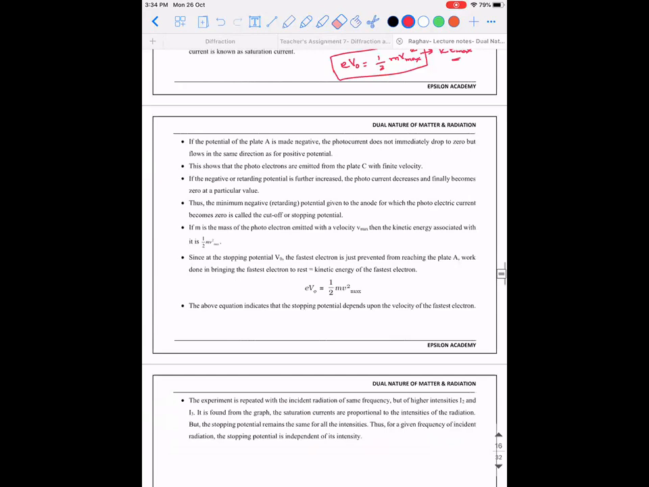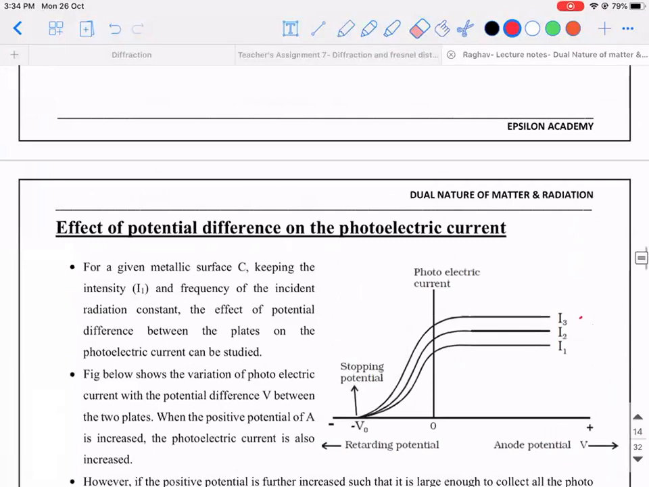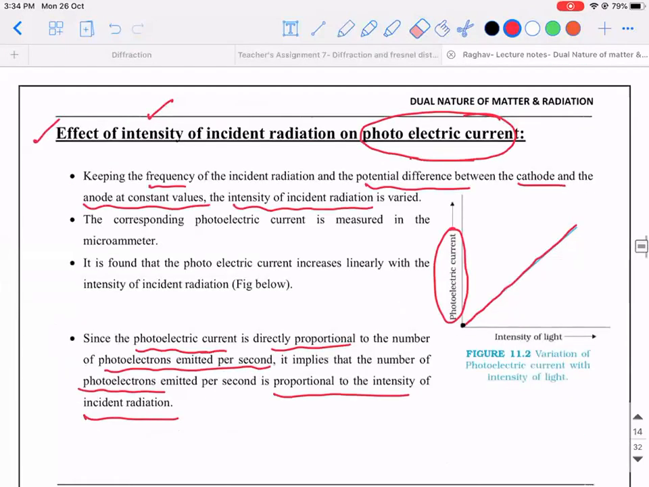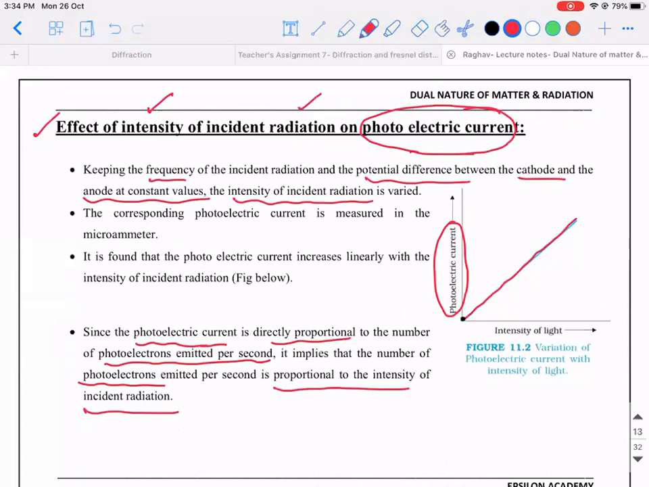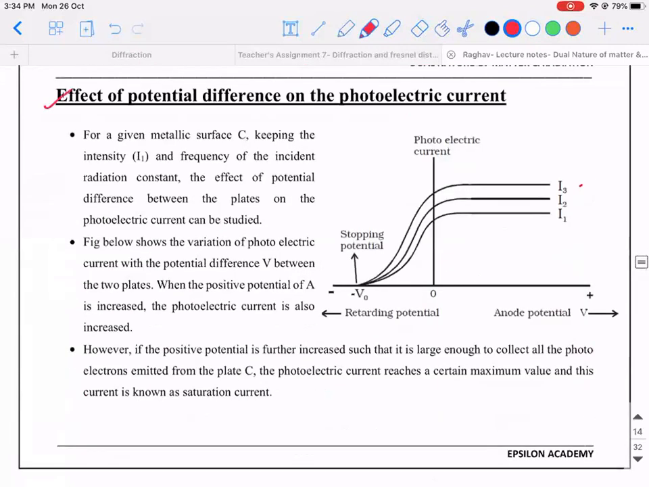So last class we were discussing the characteristics of photoelectric effect. We saw two characteristics, out of which one was the effect of intensity of incident radiation on photoelectric effect. I told you it will be a straight line. When you increase the intensity, the photoelectric current will also increase along with it. Similarly, we saw the second one also: the effect of potential difference on photoelectric current. I explained it separately.